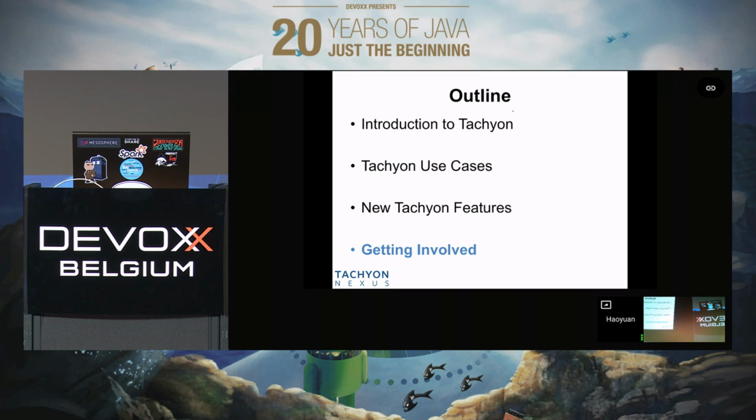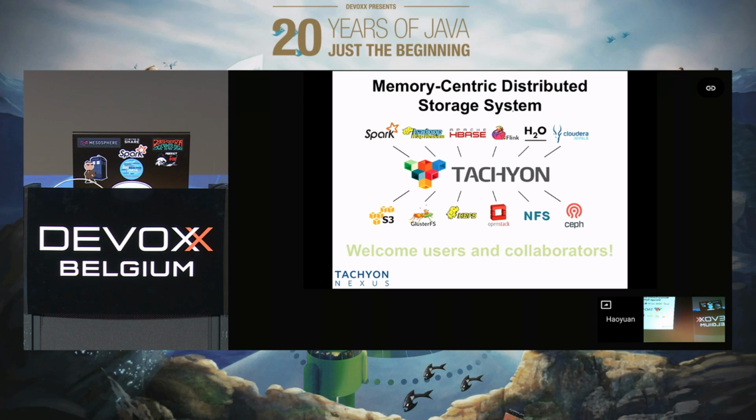And in the next section, I can talk about how to get involved with the Tachyon system. You can see we have a pretty big ecosystem, and we welcome users and collaborators. If you are a user and have any question, you can go to our user forum to ask questions, and of course you can email us as well. From the collaborating perspective, there are different ways to get involved. If you are a framework developer, you can integrate your framework better with Tachyon. In that case, you will have better performance, and also access different storage more easily.